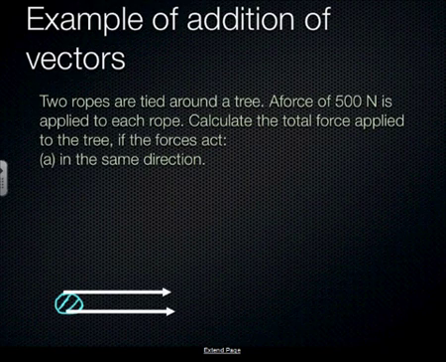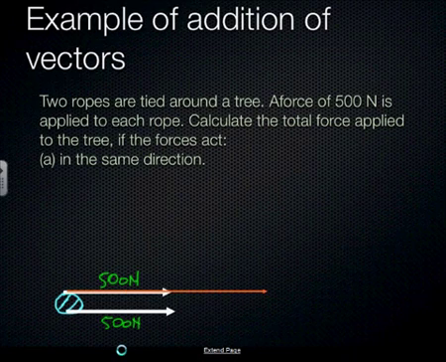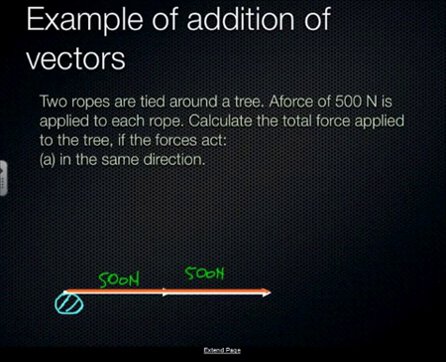Here's another example of addition of vectors. Two ropes are tied around a tree. A force of 500 newtons is applied to each rope. Calculate the total force applied to the tree. The forces act in the same direction. Just imagine two people pulling on the tree with the same force. So each of these is pulling with 500 newtons. Then that's going to have a combined force in one direction of 1,000 newtons. So if I did the resultant of these two, I end up with 1,000. In other words, I grab the vectors, add this vector here head to tail, and it will double in size and end up equal to 1,000 newtons.